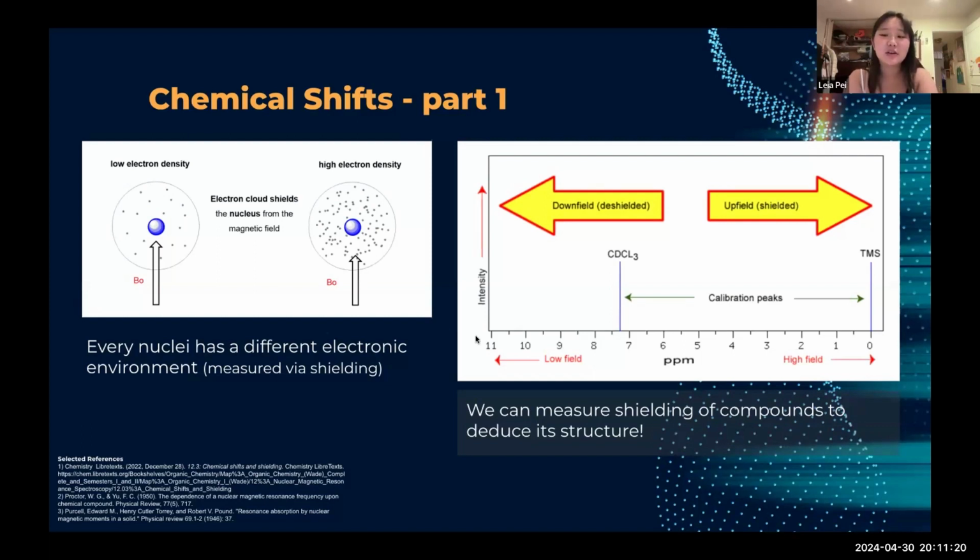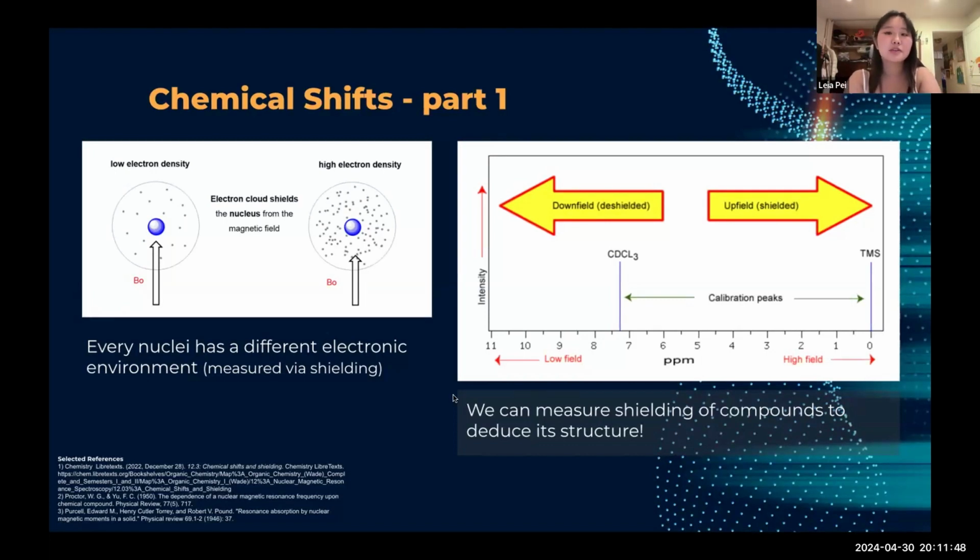Since the electrons around the nuclei within a compound are in motion, this creates an electromagnetic field. This field will then oppose the external magnetic field from the NMR spectrometer. This then means that the more surrounding electrons you have around a certain nucleus, or the higher its electron density is, the higher its shielding will be, as you can see in the picture on the left.